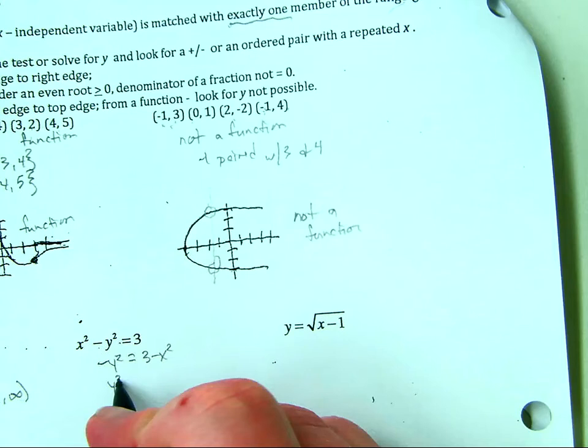So that's important, that plus or minus, because that means if I plug a number in for x, like let's say I plugged in 2. 2 squared is 4, minus 3 is 1. Well, the square root of 1 could be a positive 1 or a negative 1. So that means if I plug in 2, I get the point (2, 1). I also get the point (2, negative 1). Well, notice 2 is paired up with two different numbers, so that's not a function. So if you solve for y and you get a plus or minus, it's not a function.